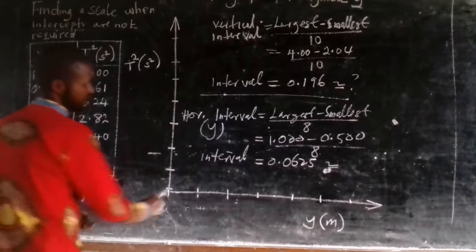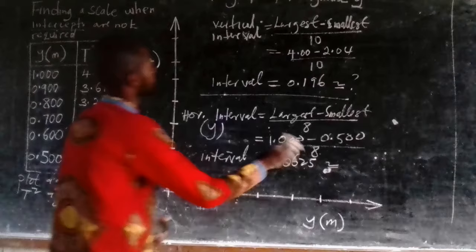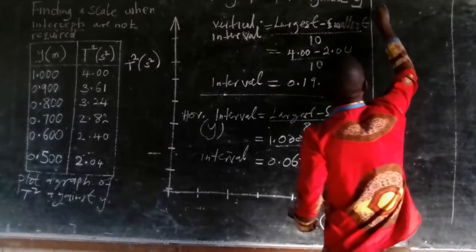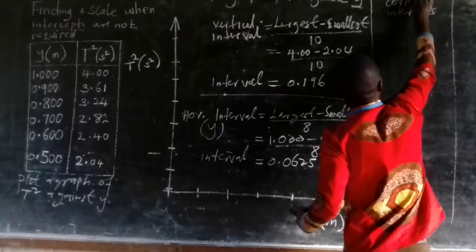This part, if you can see it properly. Can you see here? Correct intervals. The ones we take as correct.